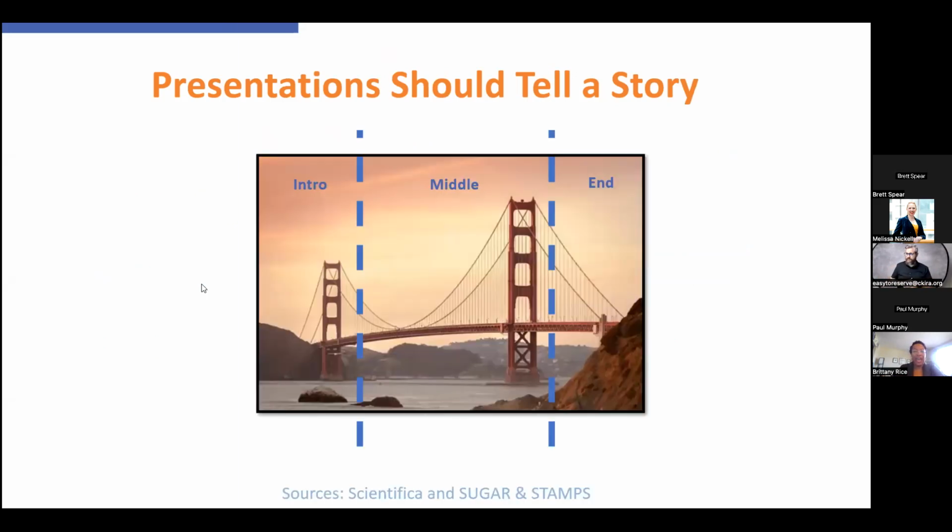Shown is the Golden Gate Bridge. This picture is a great example of how a presentation story should be set up, as the bridge has a beginning, a middle, and an end. Before diving into each section, I want you to take a look at the photo and note that the introduction and the end are less in size compared to the middle. This is because they are the supports for your story and because the meat is in the middle.